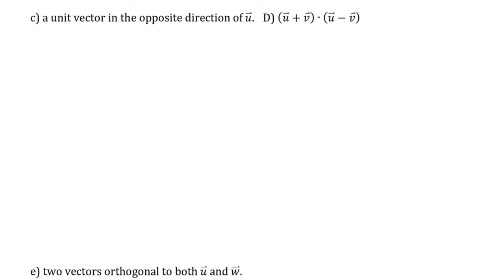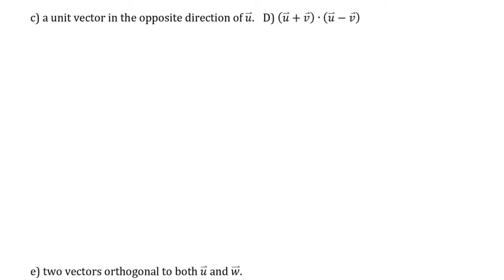So a unit vector in the opposite direction of u. So if you remember how to do a unit vector, we have to find the magnitude, and then we divide each of the components of the vector by the magnitude.